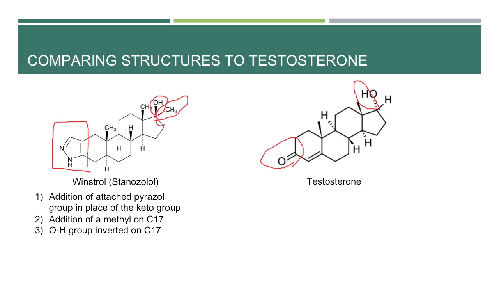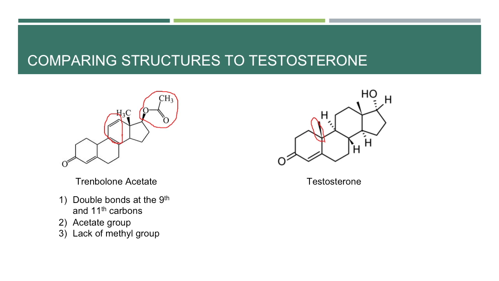Structurally, both molecules contain the 4 fused rings, but they contain differences in their substituents. For example, Winstrol contains a pyrazole group in place of the keto group on testosterone. On carbon 17, there is an additional methyl group, as well as an inversion of the hydroxy group when compared to testosterone.